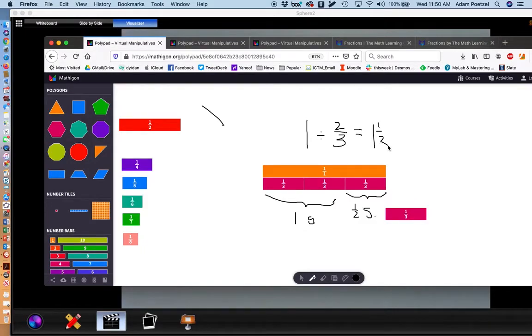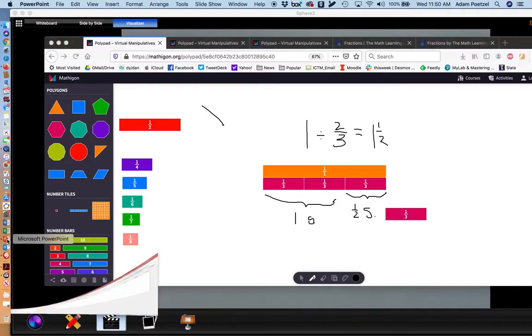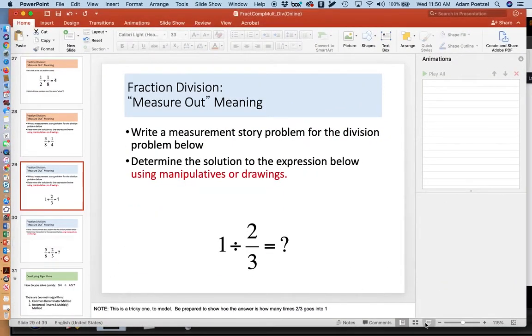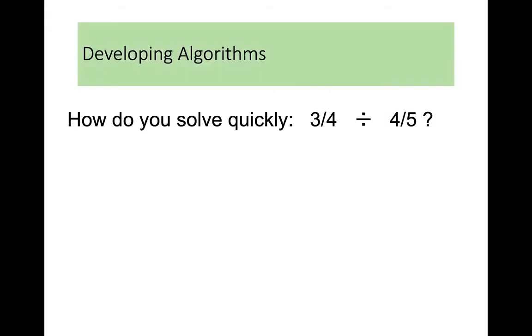So again, just looking at models like that, instead of just teaching a rule, using some concepts and some visuals, we can see why the answer makes sense, and then try and develop some other algorithms and some efficient ways to get there. So I think that's where we're going to head next. Let's take a look at some algorithms along with that.